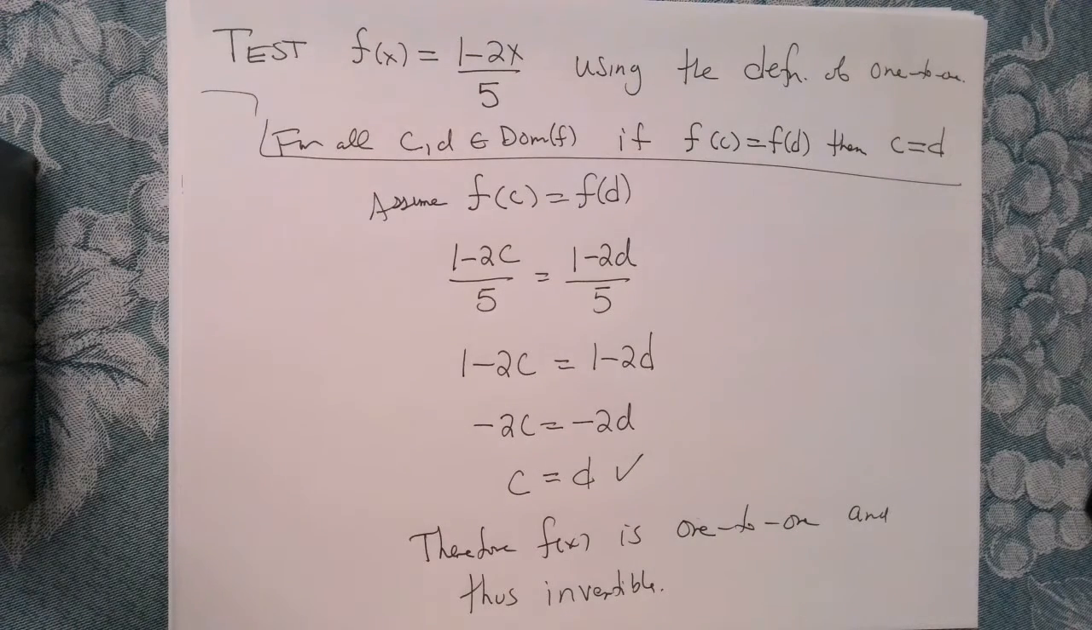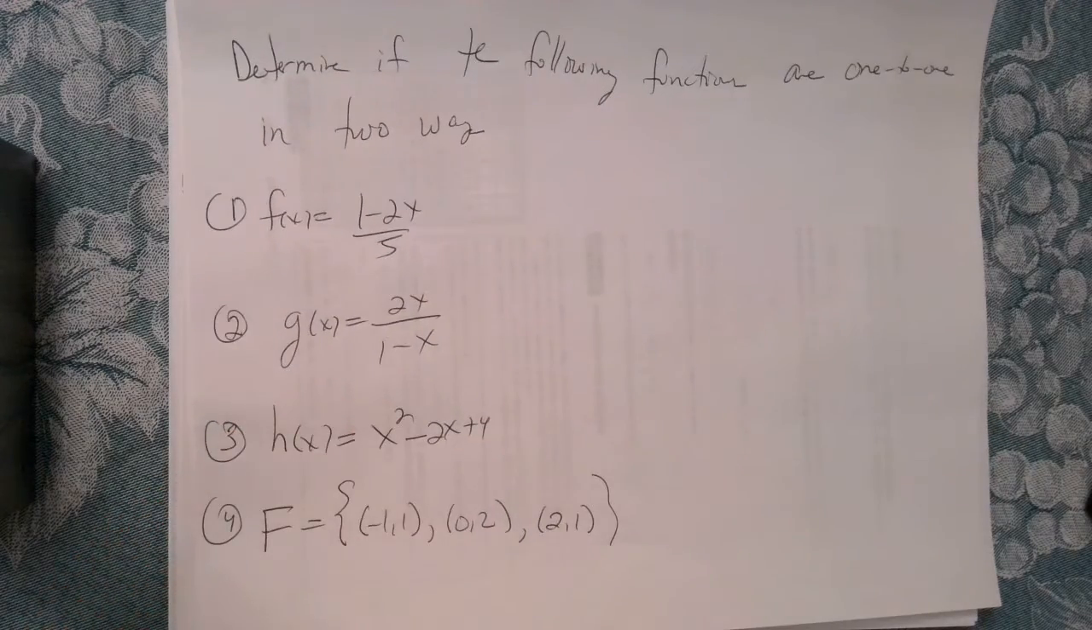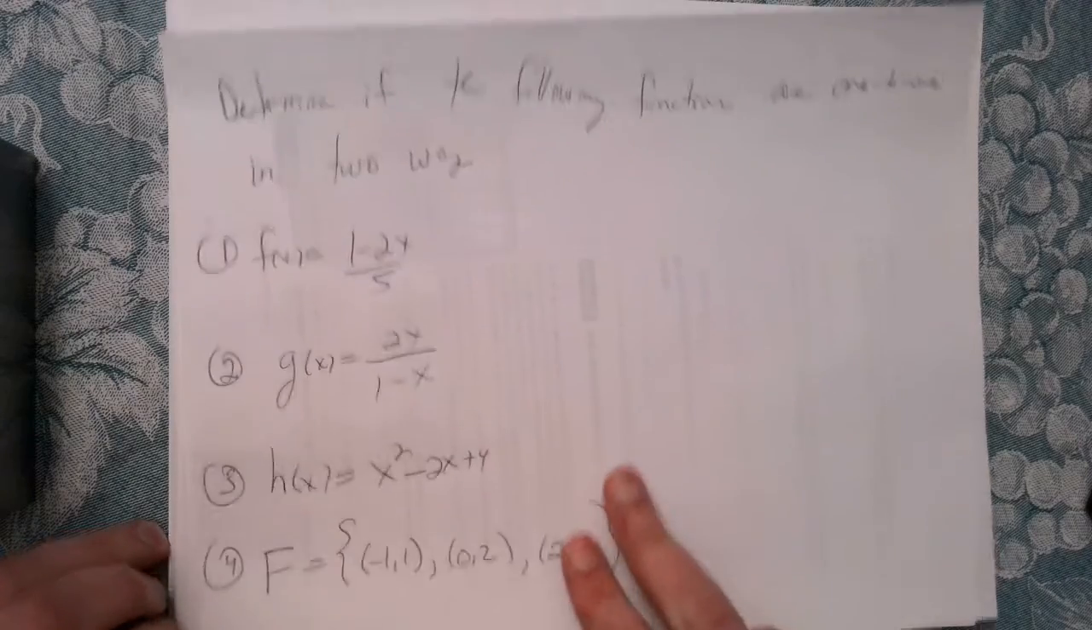Okay, so let's test the next function g. Let's test and see if g was one-to-one. Remember, that was the one where it was hard to tell. I couldn't tell if it passed the horizontal line test or not. So let's see what happens with the algebra.